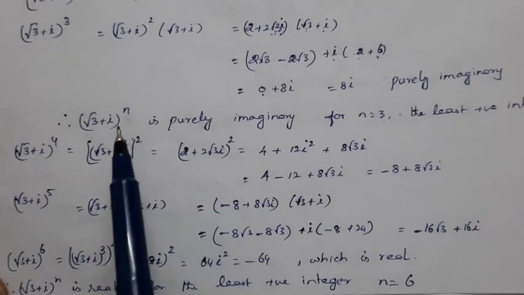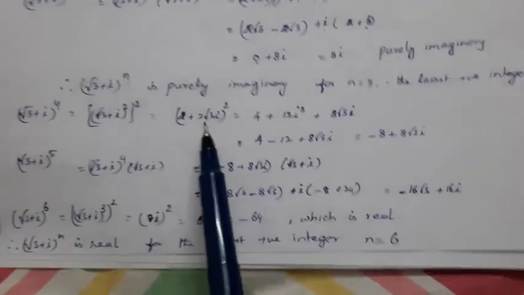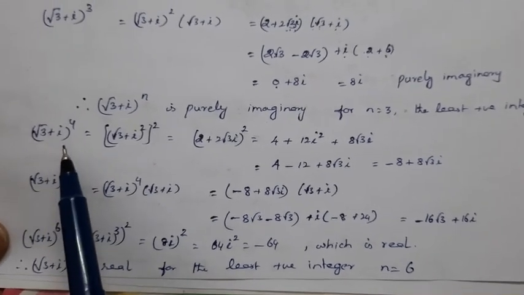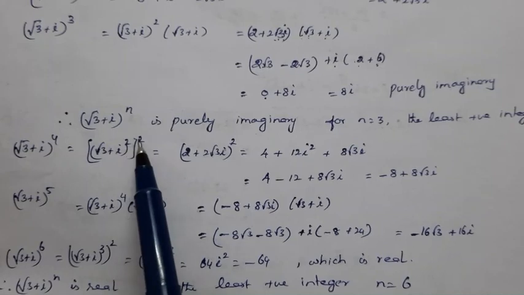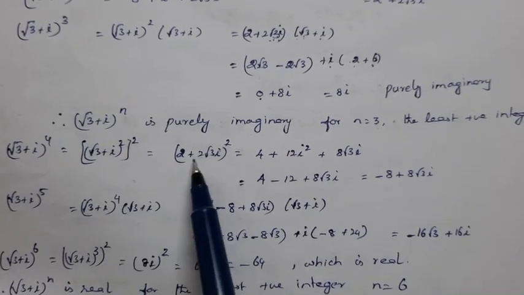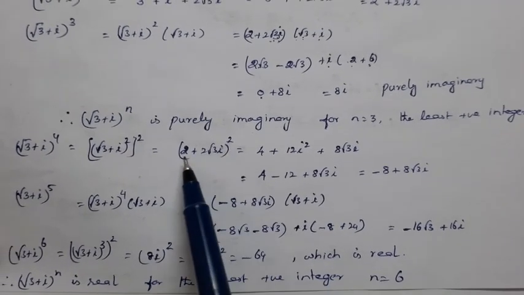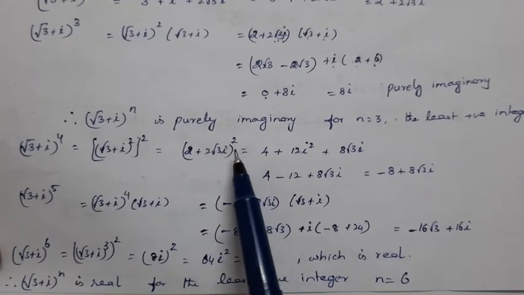Now to find for what value of n it is real, again let us find what is (√3 + i)^4. It can be expressed as ((√3 + i)^2)^2. So (√3 + i)^2 is 2 + 2√3 i, the whole square. So using the (a + b) whole square formula.